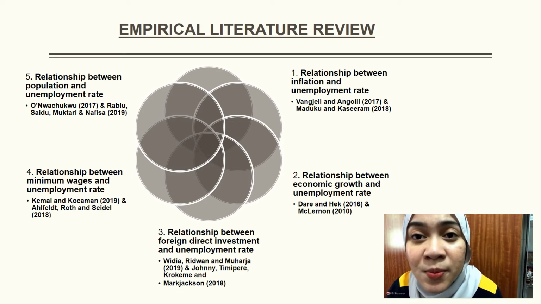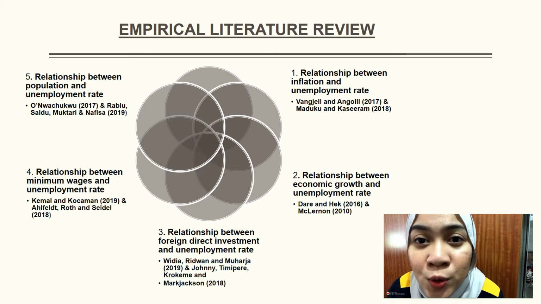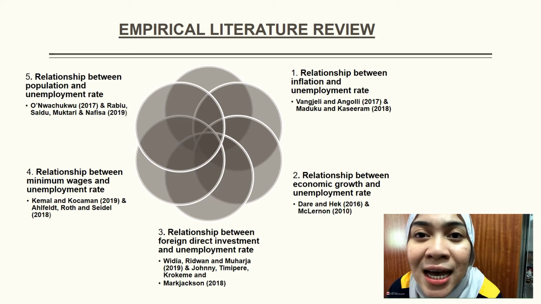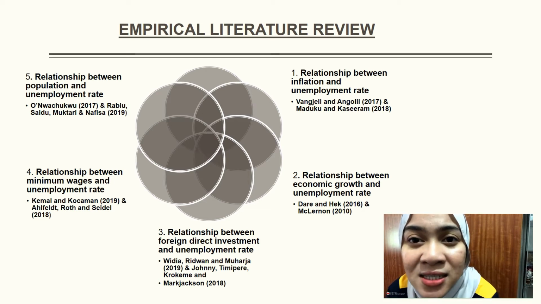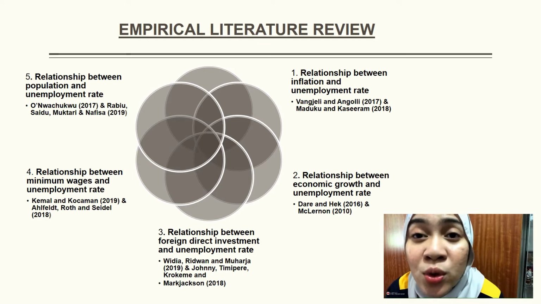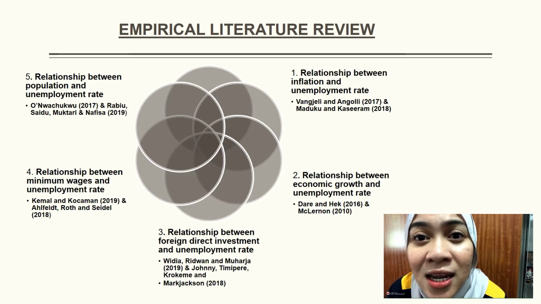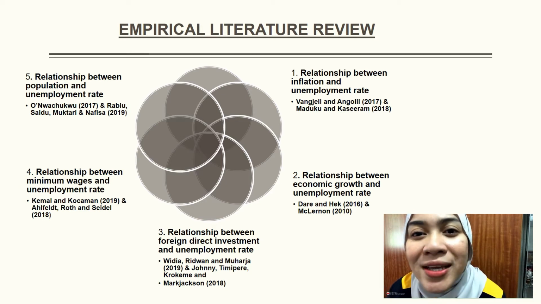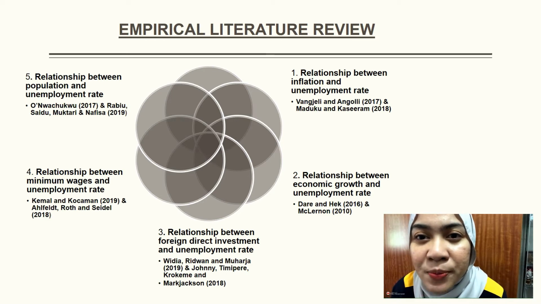The third one is the relationship between foreign direct investment and unemployment rate. According to Vidya, Widwan, and Moharja in 2019, and also Johnny Tempura, Corkerman, and Mark Jackson in 2018, they found that there is a negative relationship between FDI and unemployment rate. The fourth one is the relationship between minimum wages and unemployment rate. According to Kemal and Ko Chaman 2019, and also Alfred, Roth, and Seldel in 2018, there is a negative relationship between minimum wages and unemployment rate. Lastly, the relationship between population and unemployment rate. Based on O Wan Chu Wu 2017, and according to Rabiu, Saidu, Matari, and Nafisa in 2019, there is a positive relationship between population and unemployment rate.